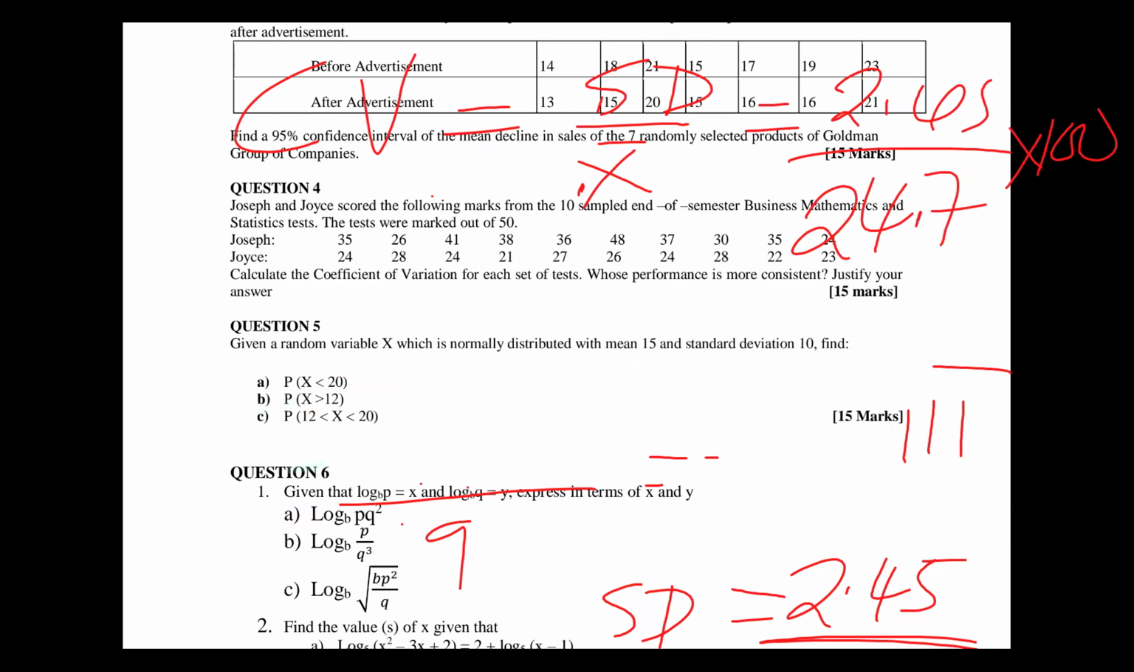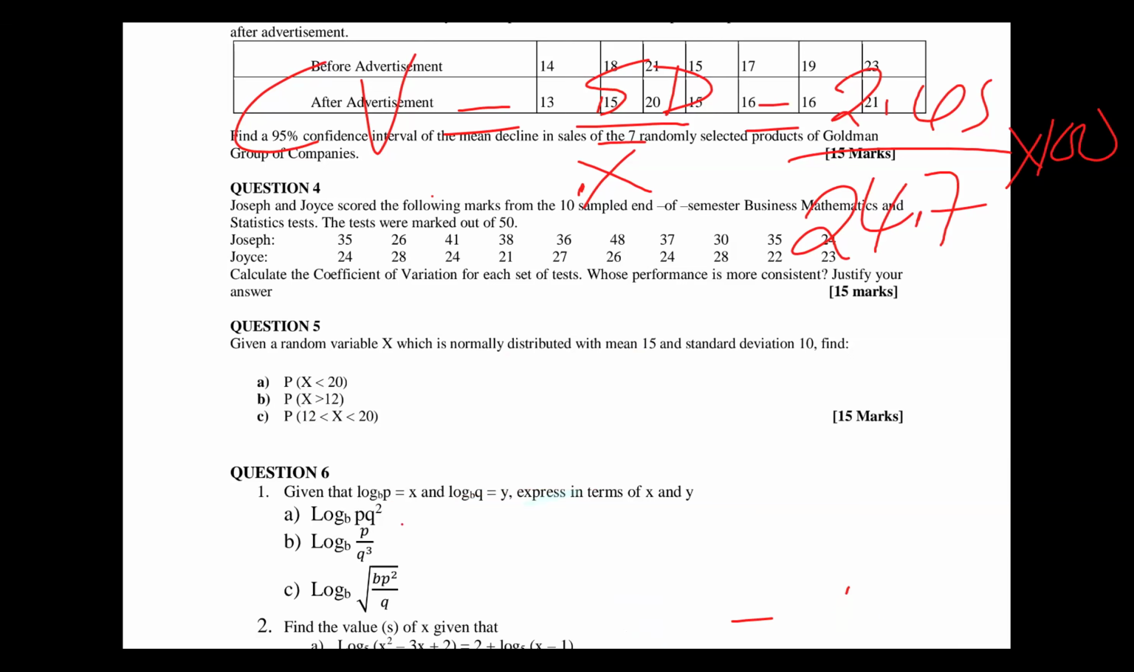So what is the coefficient of variation? That's 2.5, right? 2.45 divided by 24.7, multiplied by 100. That's 9.9190. 9.9%. Okay, that's a CV.